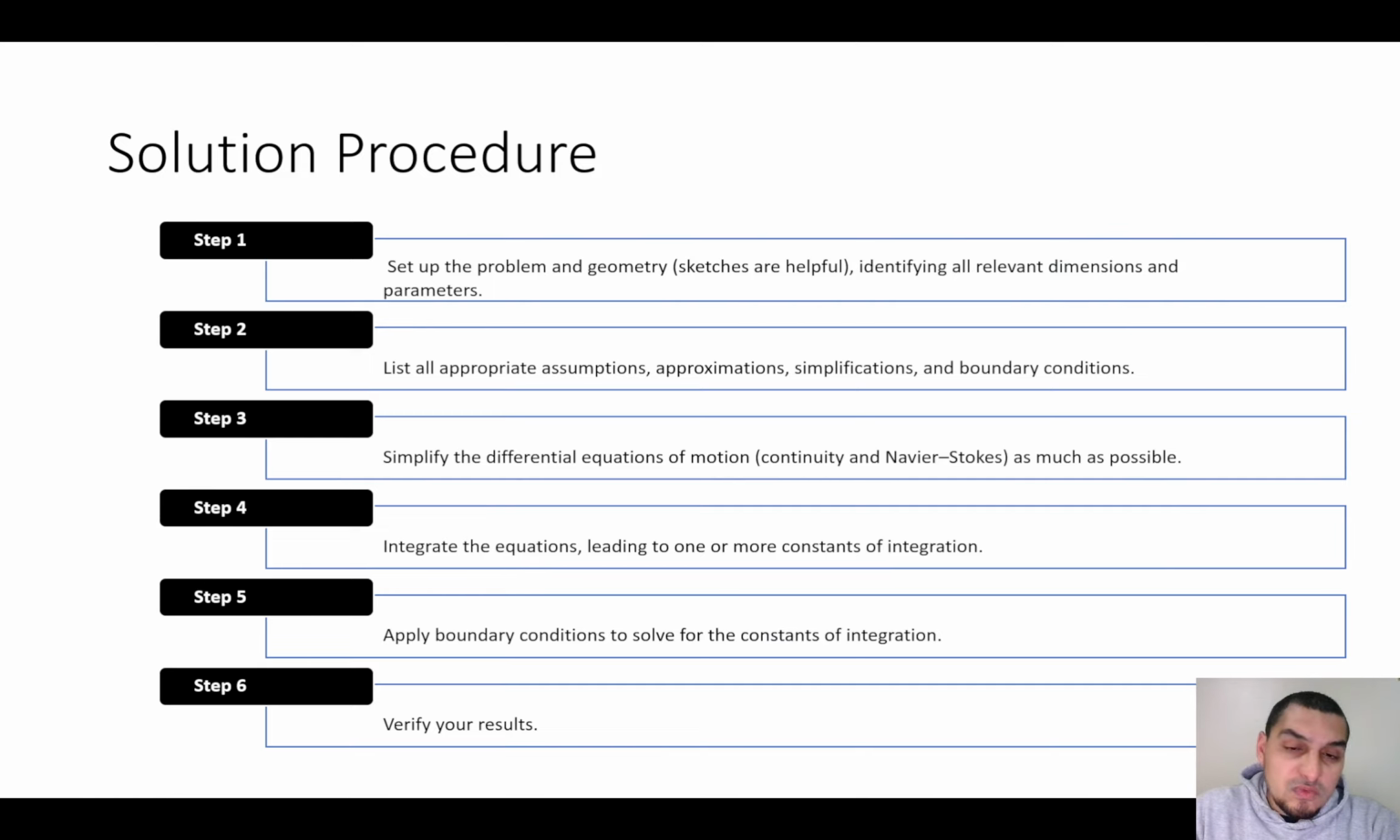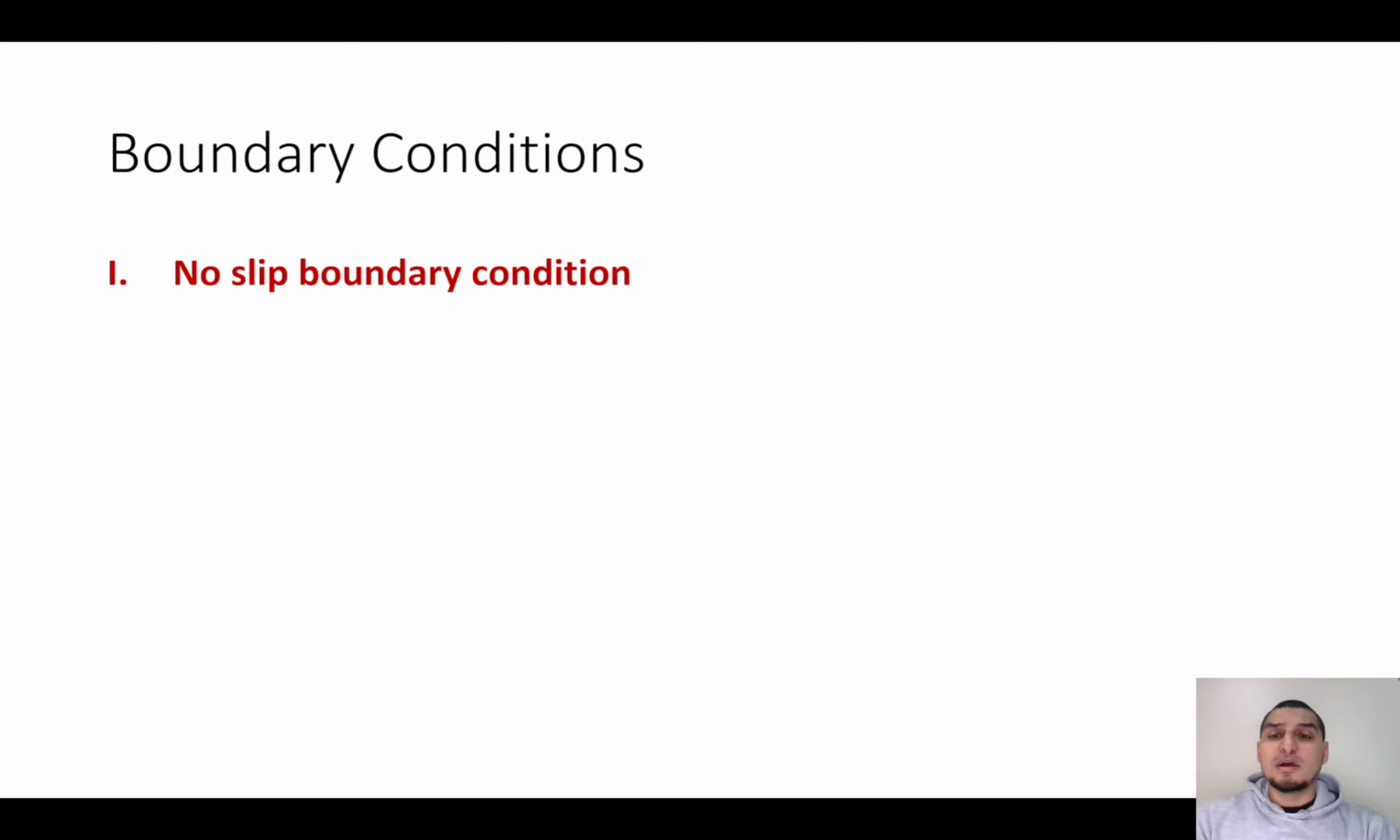Before going through some problems, I'd like to take some time to cover this step in some detail, because the boundary conditions are an important part of the solution. So we need to have an idea of the types of boundary conditions that we usually see or deal with. There are some boundary conditions that are very common, and some of them are already known. So one of them is the no-slip boundary condition.